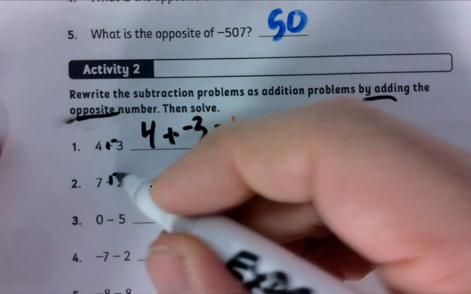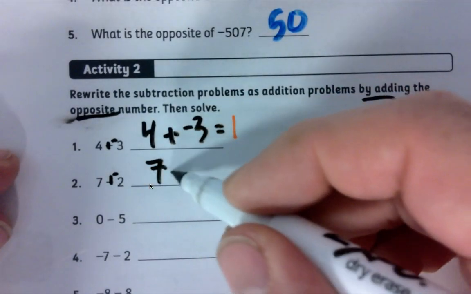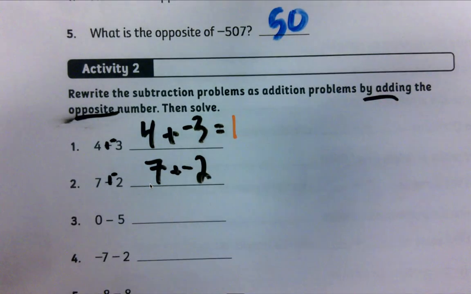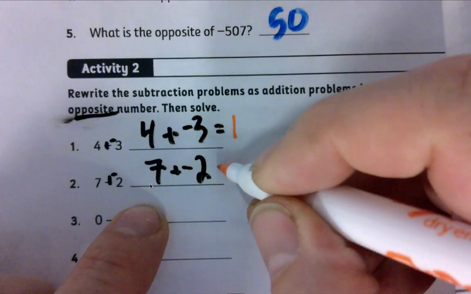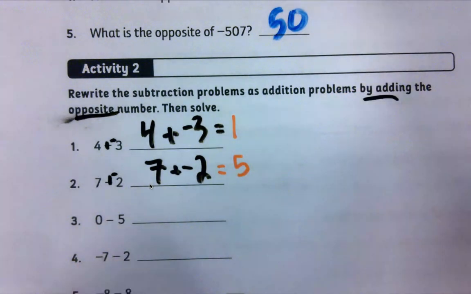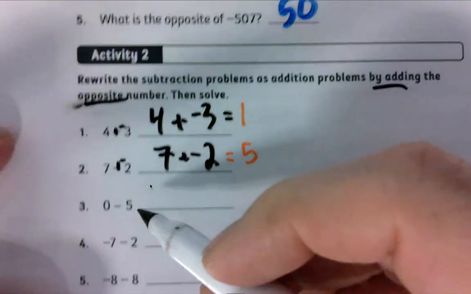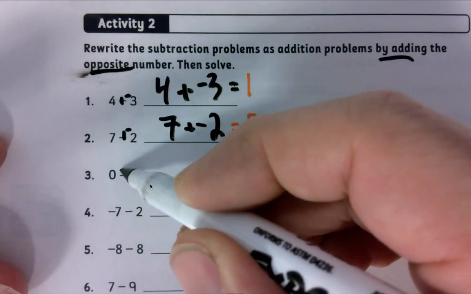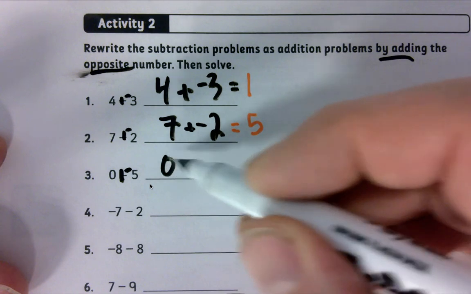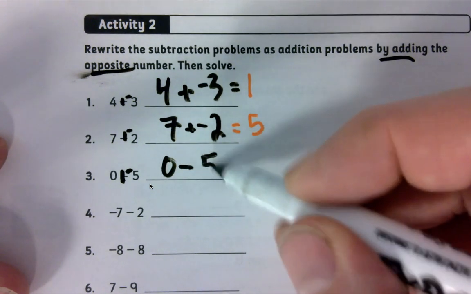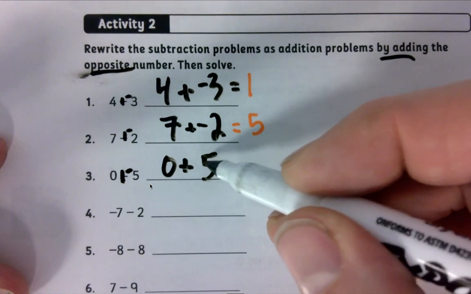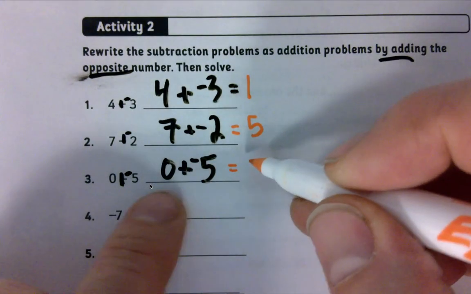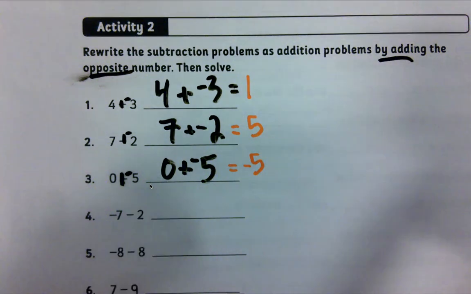Rewrite the problem. 7 plus the opposite of 2 is a negative 2. Adding them together, there are more positives. Here we go. You only switch the number after the subtraction sign. We add the opposite. So instead of 0 minus 5, we're going to switch it to adding, and the opposite of 5 is a negative 5. There are more negatives, so your final answer is a negative 5.